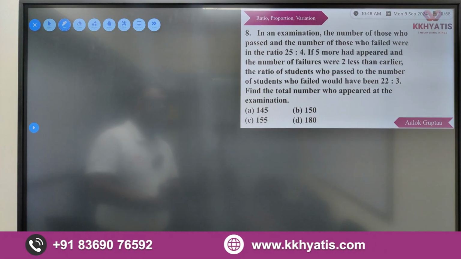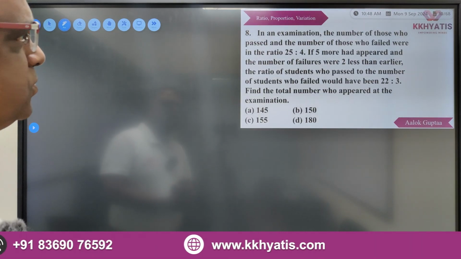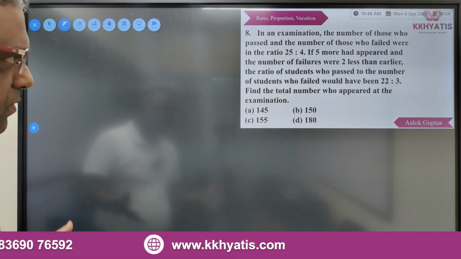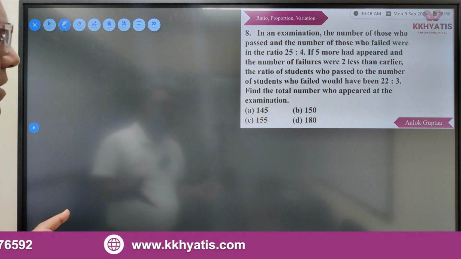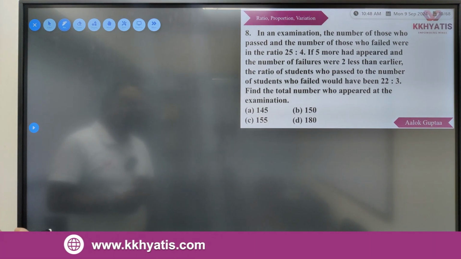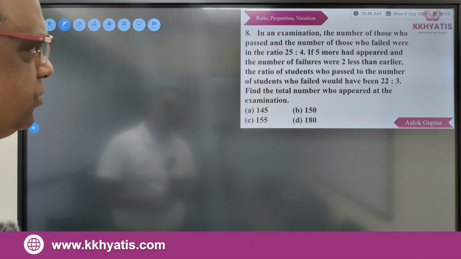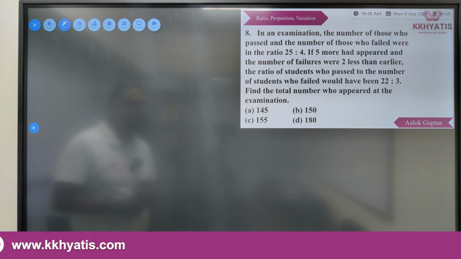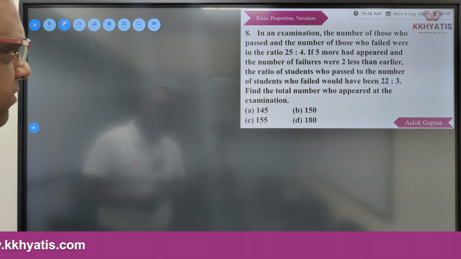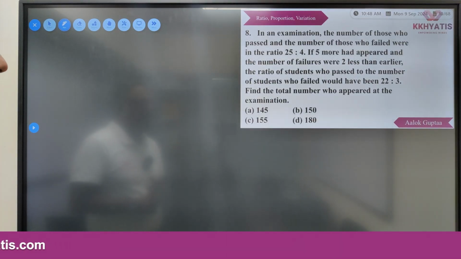In an examination, the number of those who passed and the number of those who failed were in the ratio 25:4. If 5 more had appeared and the number of failures were 2 less than earlier, the ratio of students who passed to the number of students who failed would have been 22:3. Find the total number of students who appear at the examination.